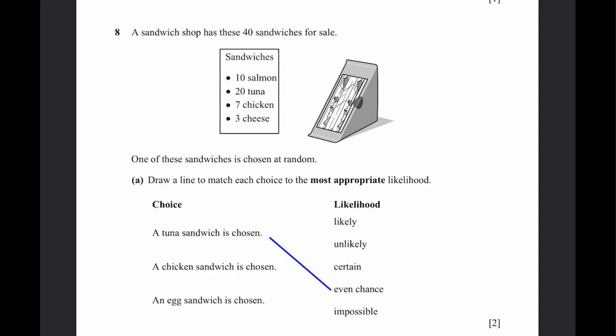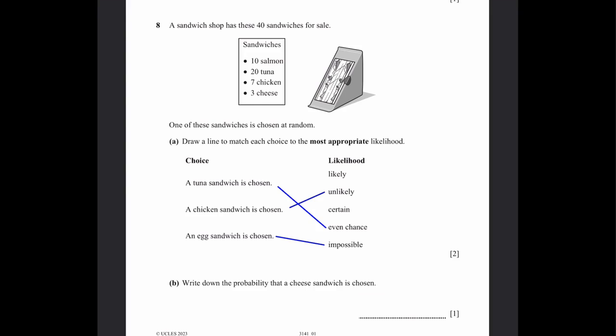A chicken sandwich is chosen. That's 7 out of 40, which is less than even, so it's an unlikely chance. An egg sandwich is chosen? Well, there's no egg sandwiches on the menu, so it is simply impossible. B. Write down the probability that a cheese sandwich is chosen. Cheese is 3 sandwiches and total is 40. So the probability is simply 3 by 40.